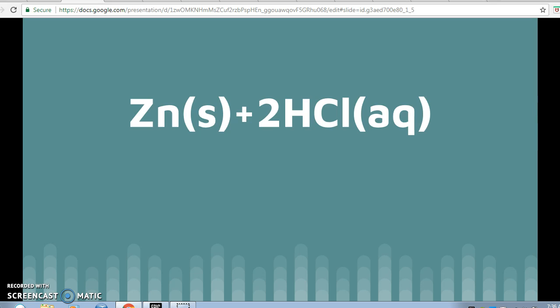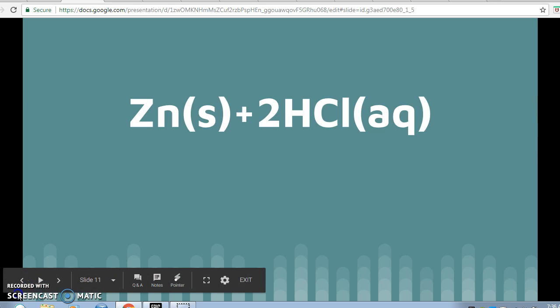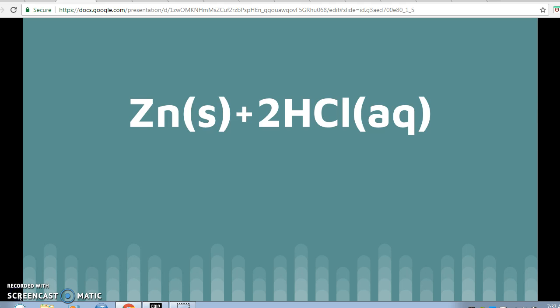So my final example, we have zinc, which is a solid, plus hydrogen chloride, which is an aqueous. So our chemical compound here is hydrogen chloride, which is a combination of hydrogen and chlorine. So this is what our balanced equation looks like right now.